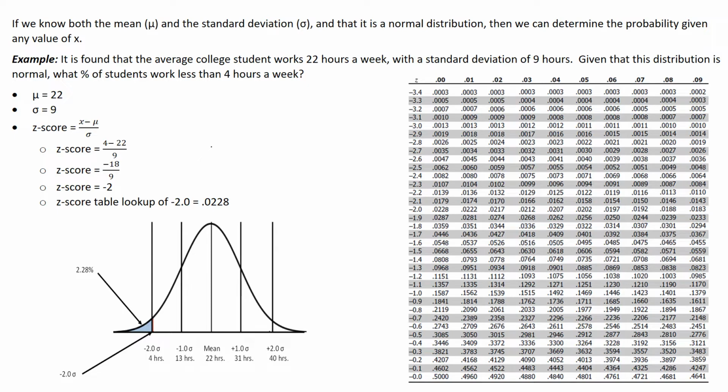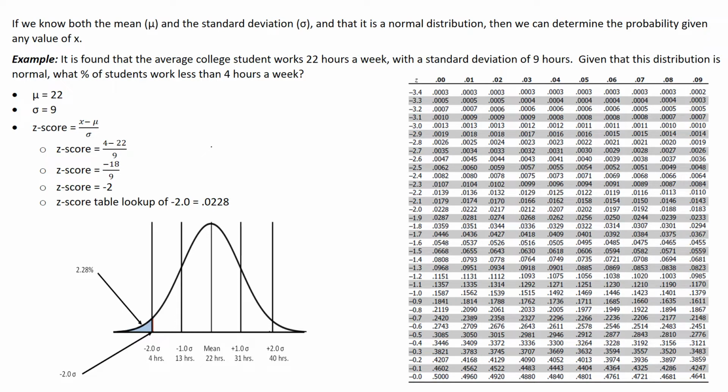And as I say on the top here, if we know the mean, which is mu, the cursive letter u, and the standard deviation, small sigma, and that is the normal distribution for it, in other words, a bell curve, we can determine the probability of any given value.